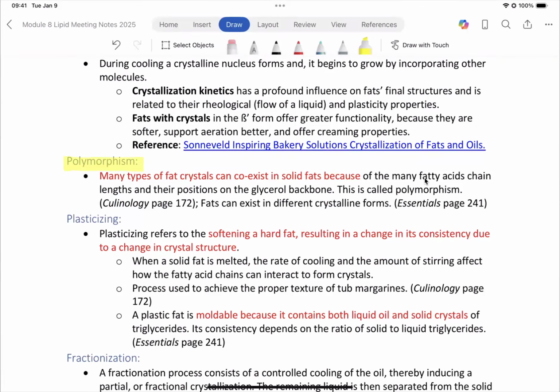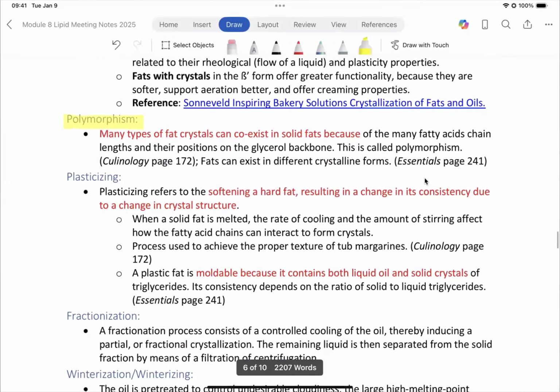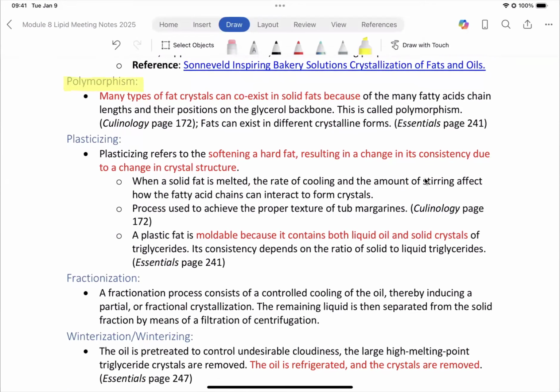We think about water crystallizing when it freezes, right? Those crystals are always the same, but depending on the placement of the fatty acids, the temperature, and the agitation, fats will crystallize in different ways, and that's called polymorphism. Plasticizing refers to softening a hard fat, resulting in a change in consistency.